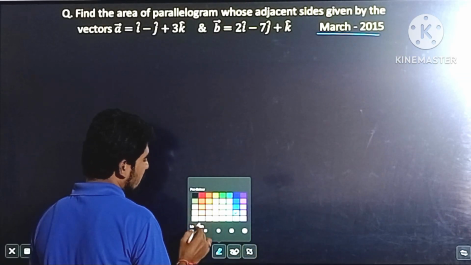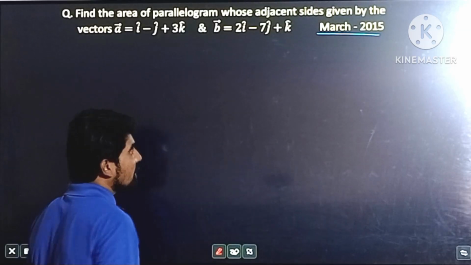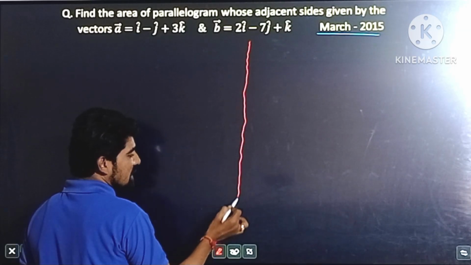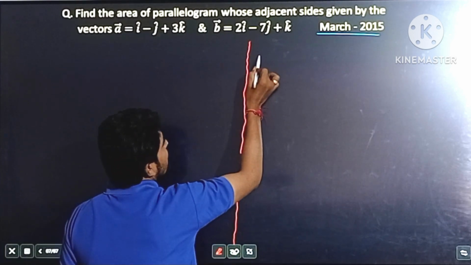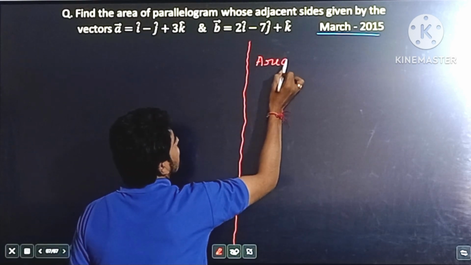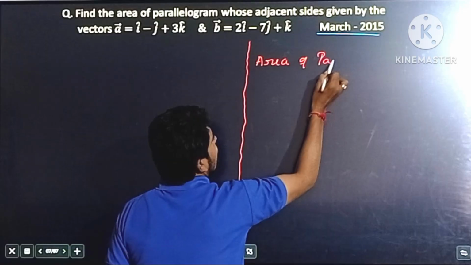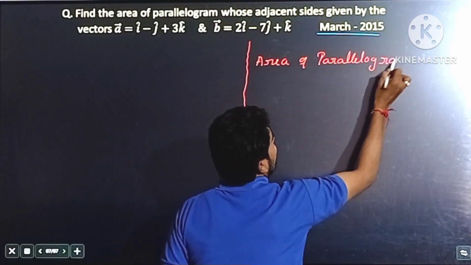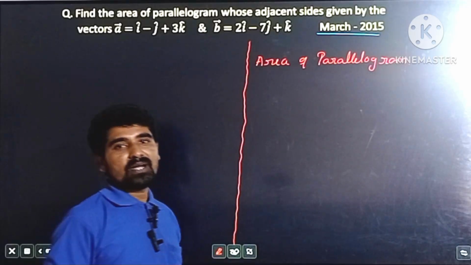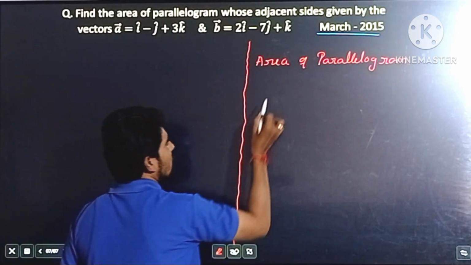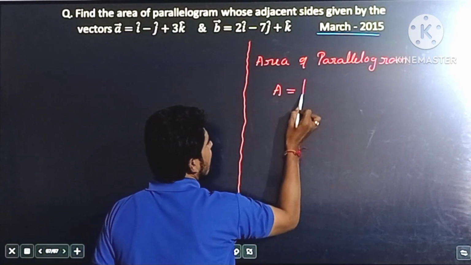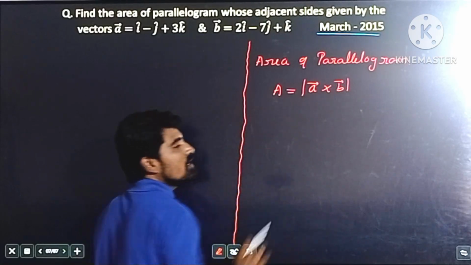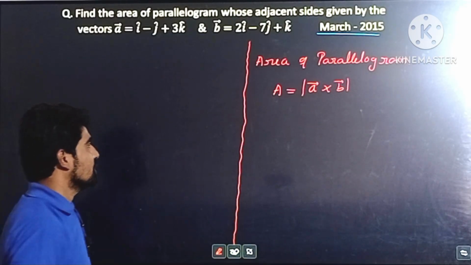So here we need to calculate the area of the parallelogram, and we know the area of a parallelogram when its adjacent sides are given. Area of parallelogram when vector A and vector B are the adjacent sides of the parallelogram is: area equals the magnitude of A vector cross B vector, where A vector and B vector are the adjacent sides of the parallelogram.